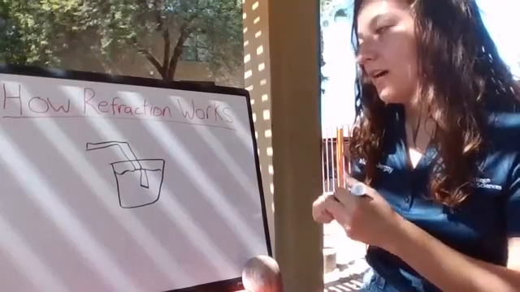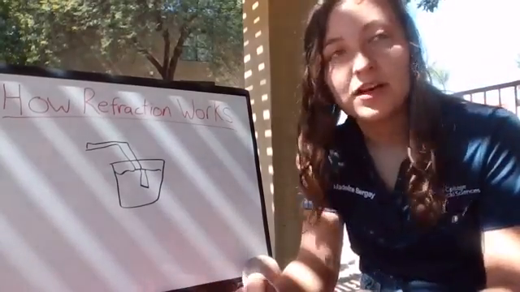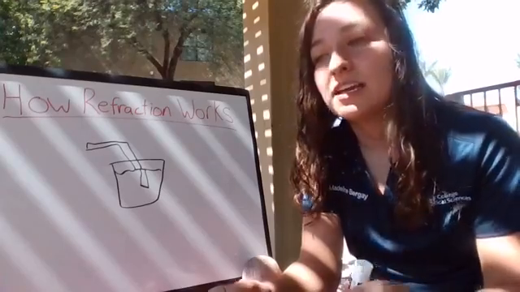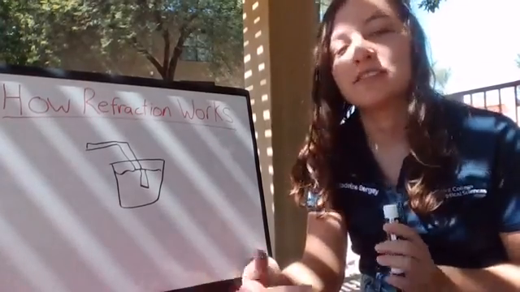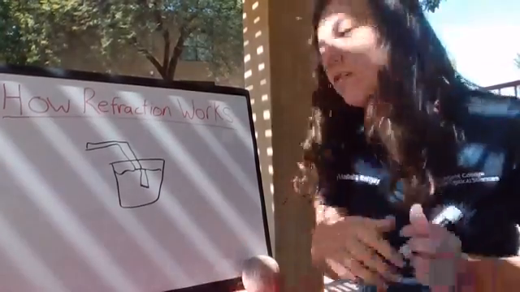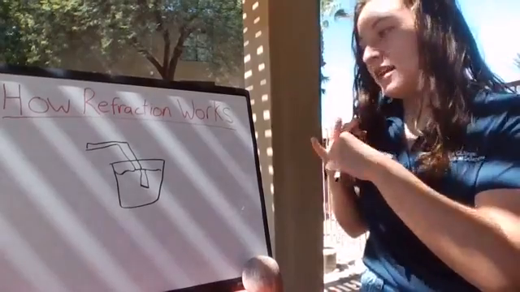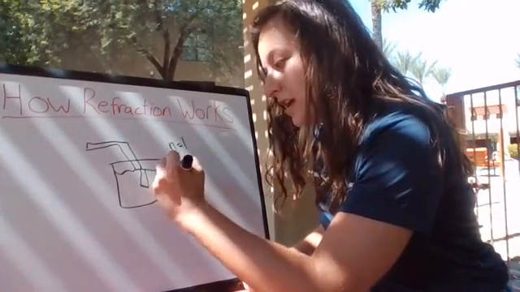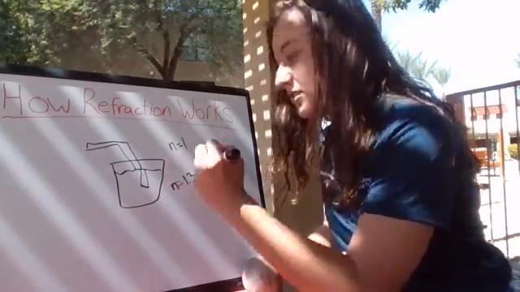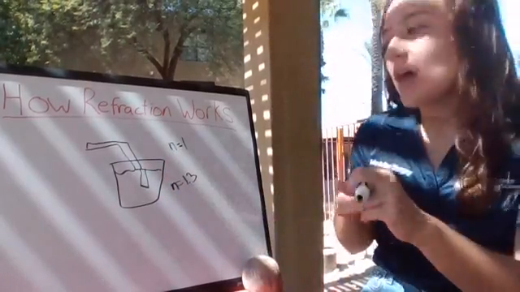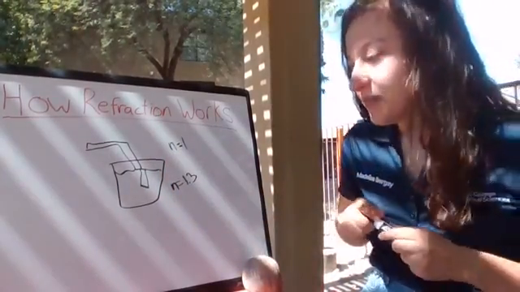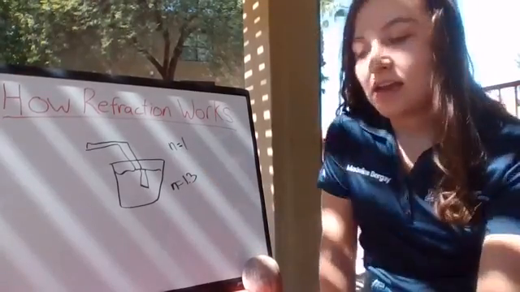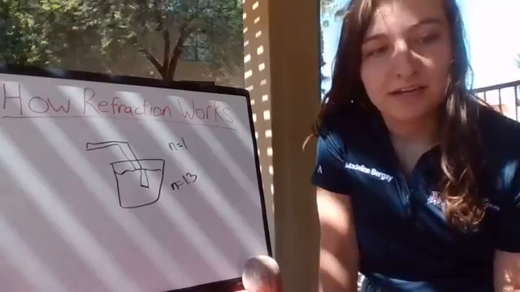So the refractive index is pretty much the ratio of how light travels in air to how light travels in that medium. So air has a refractive index of 1, because that's what we're comparing it to, and water has a refractive index of about 1.3. And obviously 1.3 is higher than 1, and every medium has a different refractive index.